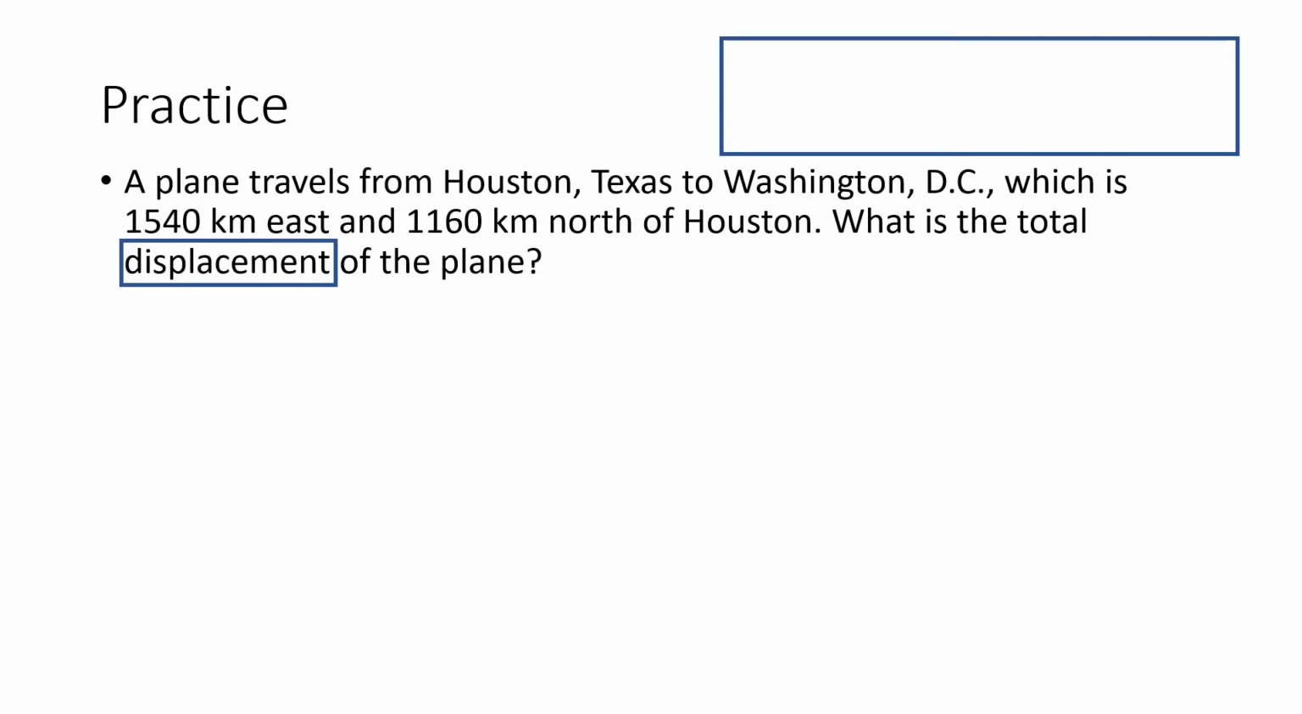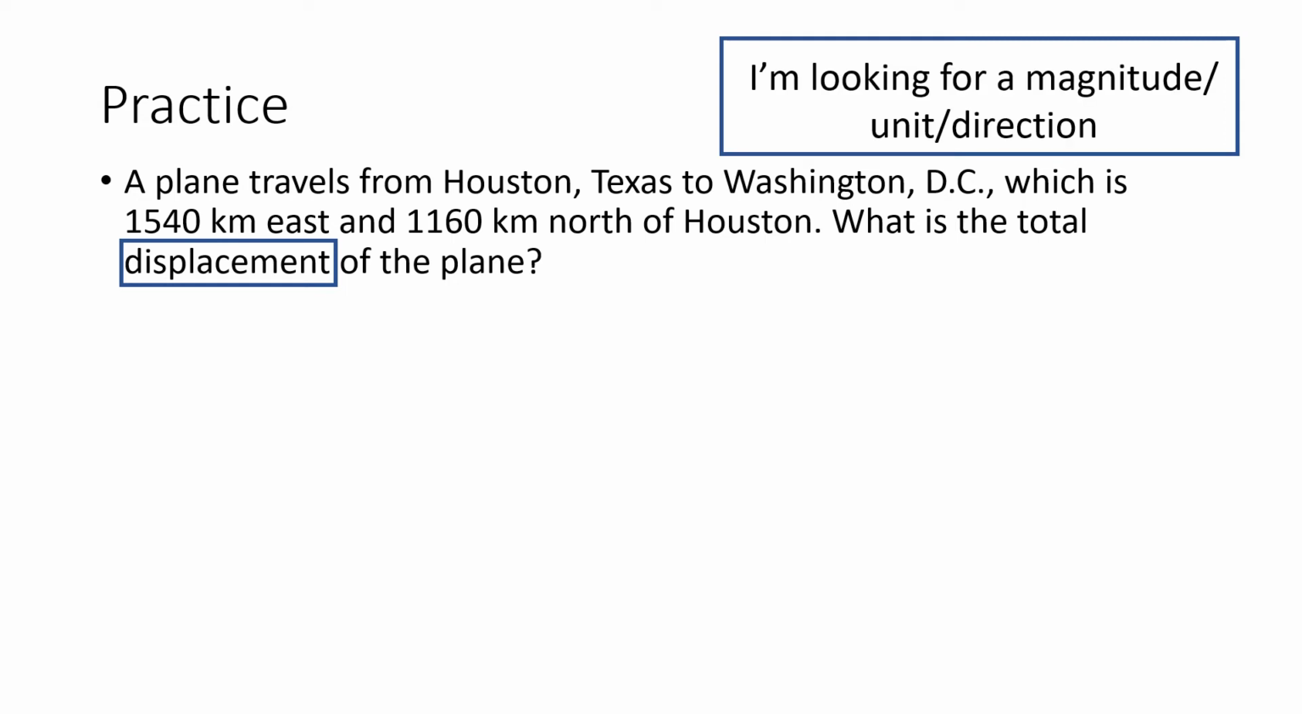Next: a plane travels from Houston to Washington, D.C., which is 1,540 kilometers east and 1,160 kilometers north of Houston. What is the total displacement of the plane? I'm looking for a magnitude, a unit, and a direction. First you're going to draw your crudely but still nicely drawn diagram. Let's make our compass north, south, west, east, so we can keep in mind where we're going.